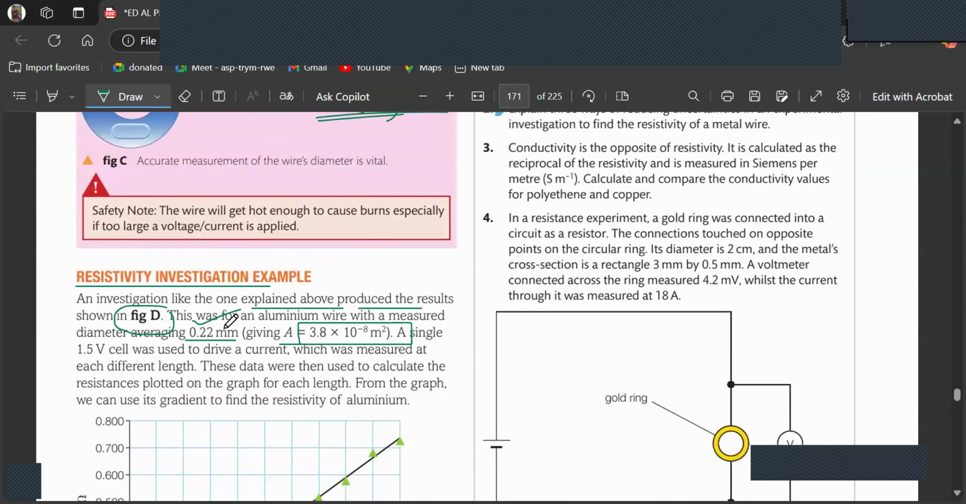How is the area calculated? Half of the diameter first, which is 0.11, squared, into pi. That is πr². Good. That has given us the area.